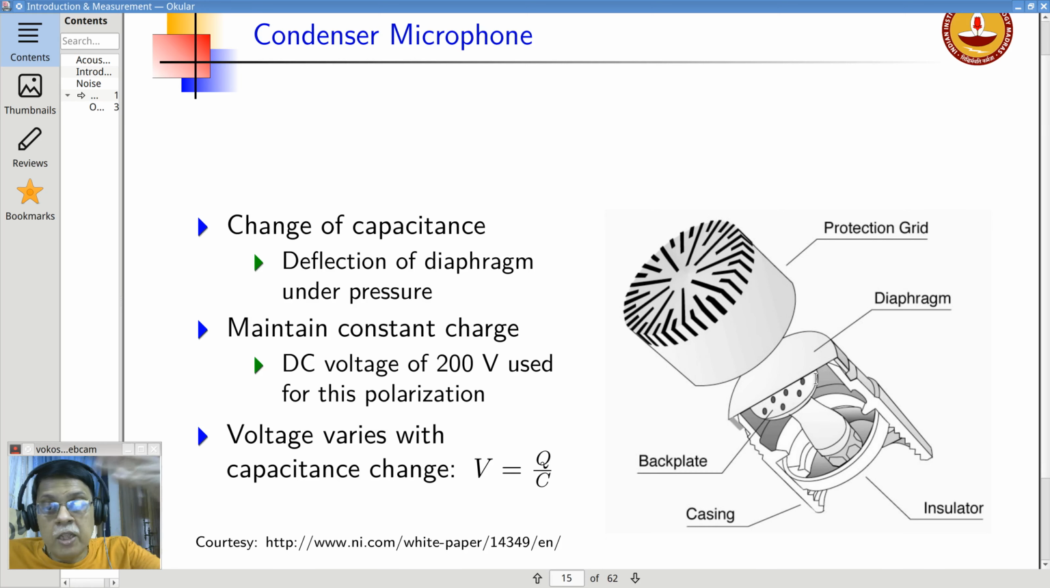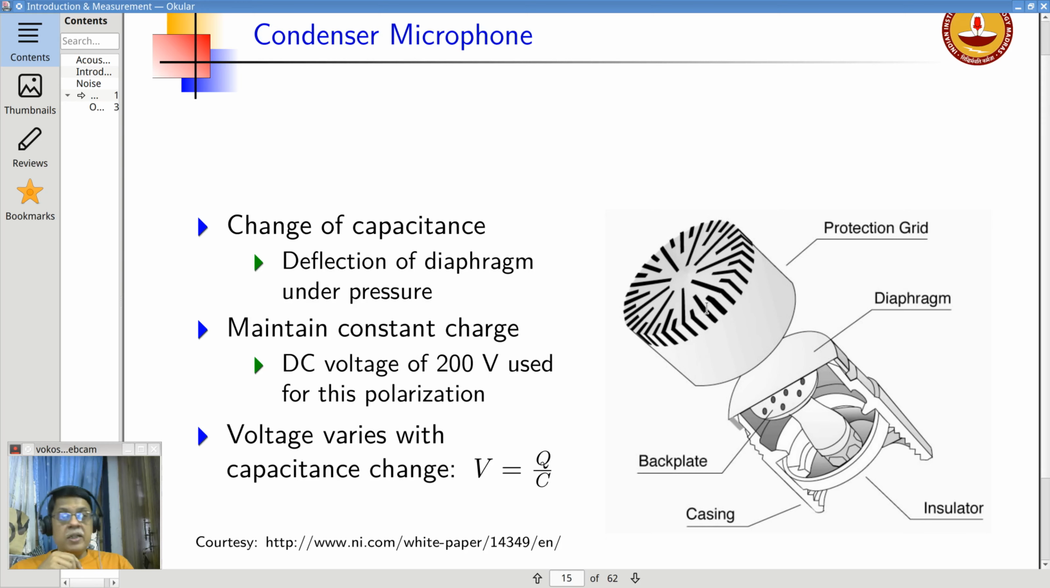The measuring principle is the deflection of the diaphragm under pressure. When the diaphragm deflects, it's a flexible plate, it changes the capacitance. I have a fixed plate behind that, which is the back plate, and I change the capacitance. Now this capacitance change will be converted into a voltage, and in order to do that, we maintain a constant charge. Q is kept constant. This is done through what is called a polarization voltage.